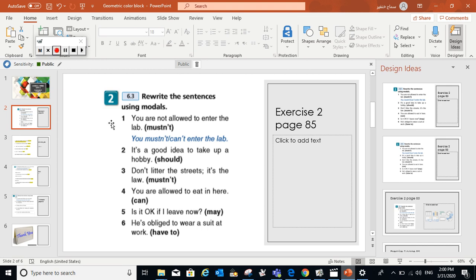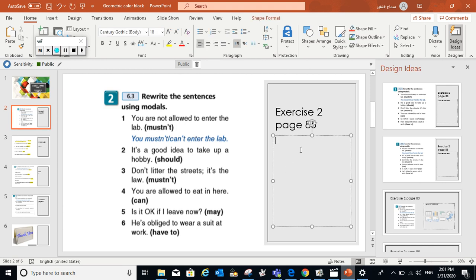Let's look into this example. You are not allowed to enter the lab. So you are not allowed, or mustn't. So you mustn't or you can't, both of them are acceptable. However, we are not provided with can't here, we are provided only with mustn't. So you mustn't enter the lab. We removed are not allowed and replaced it by mustn't.